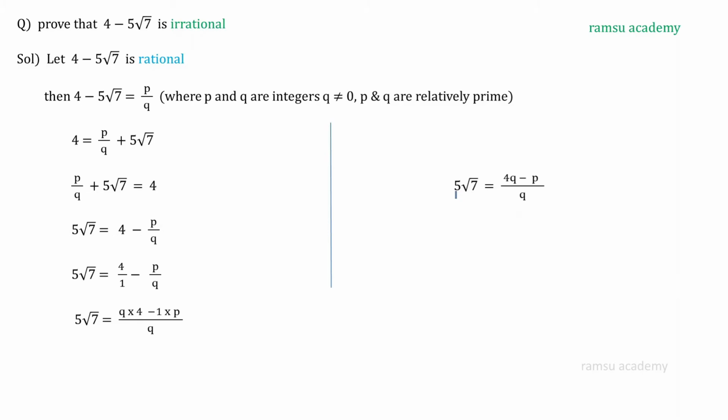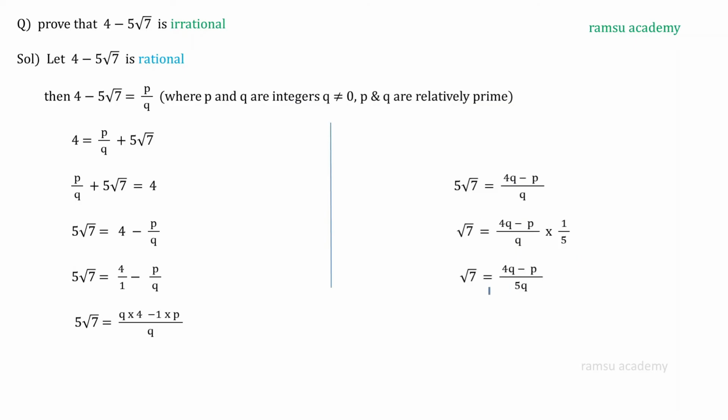Now let us transpose 5 from LHS to RHS. Here 5 is the multiplier. When transposed, it becomes divisor. So root 7 is equal to 4q minus p by q into 1 by 5. Now 4q minus p into 1 is 4q minus p. Q into 5 is 5q. So root 7 is equal to 4q minus p by 5q.